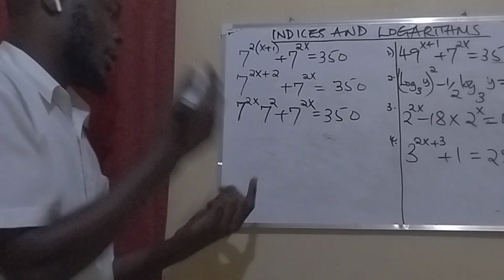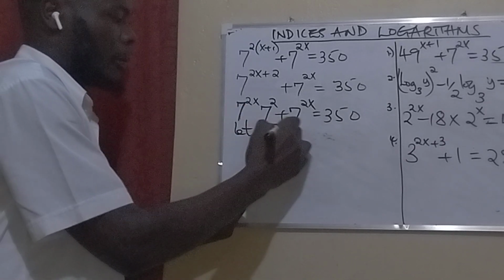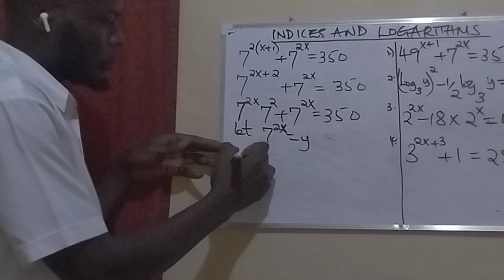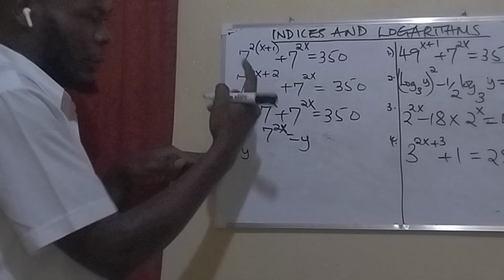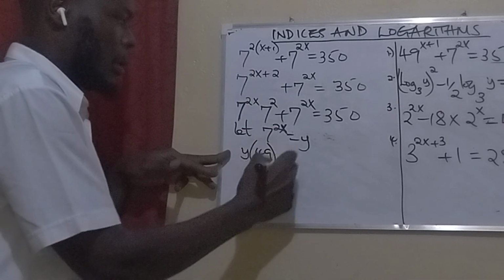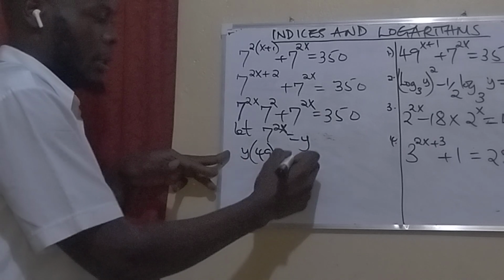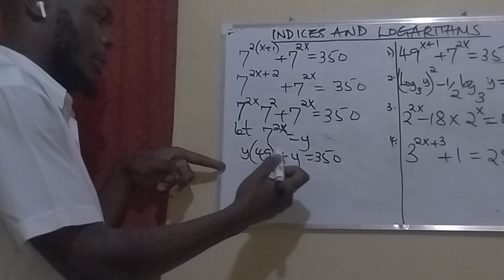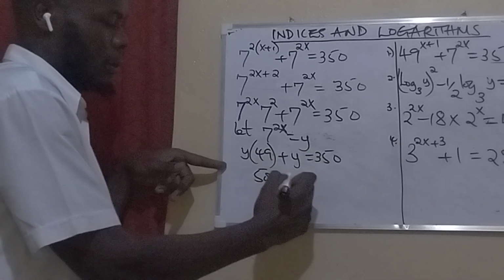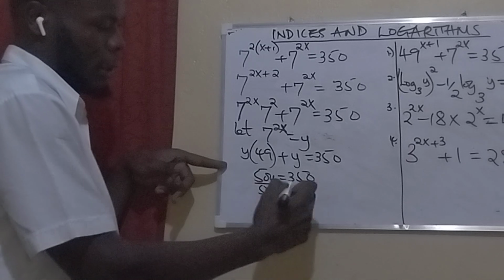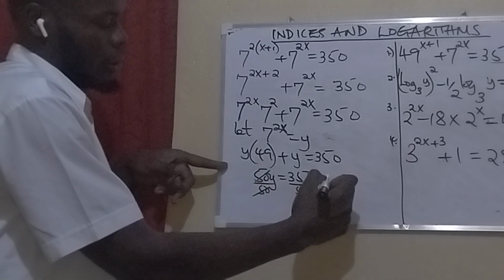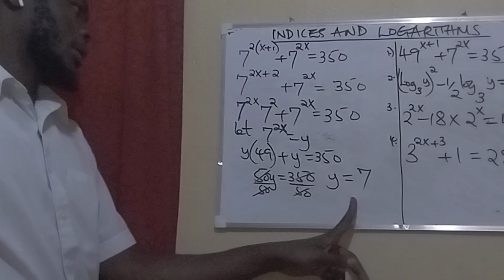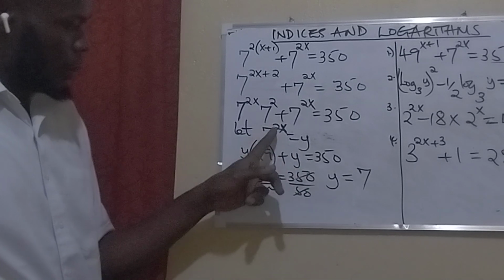You can let 7 raised to power 2x be y. Then come and substitute. So this one will be 7 power 2x is y, 7 power 2 is 49, so multiply by 49, plus 7 power 2x is y, so plus y is equal to 350. So this one will be 49y plus y, you get 50y is equal to 350. Divide by 50 both sides, so your y will be 7.